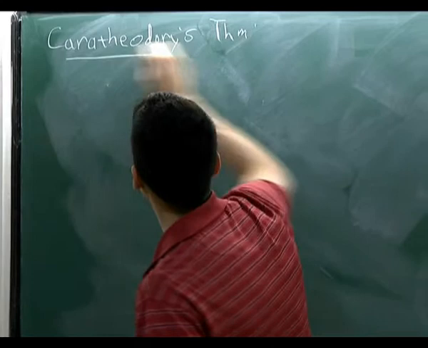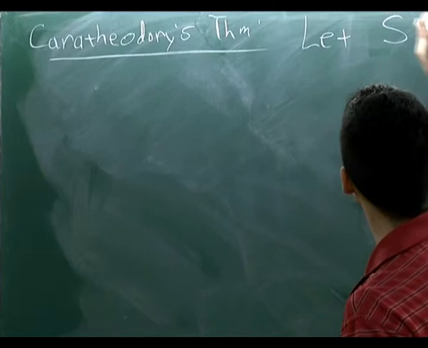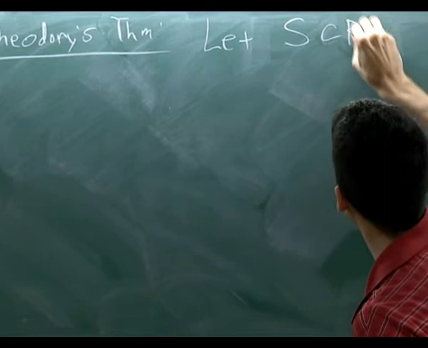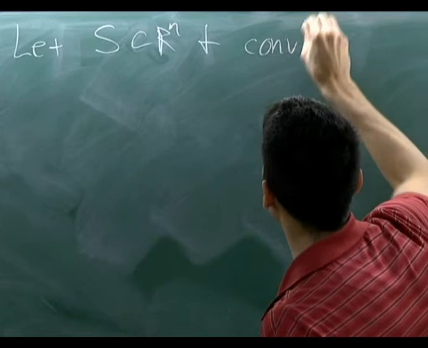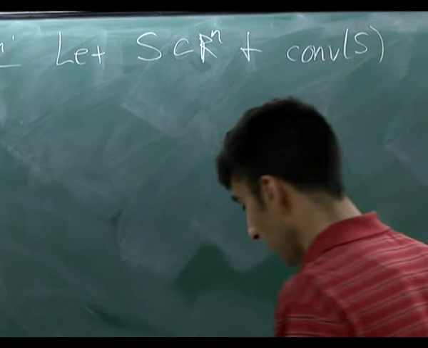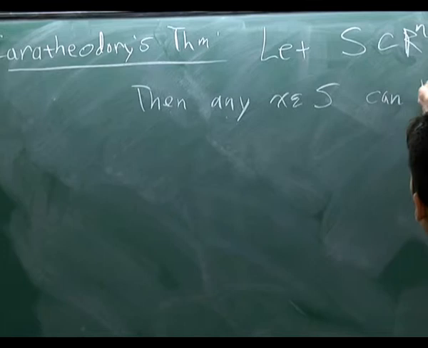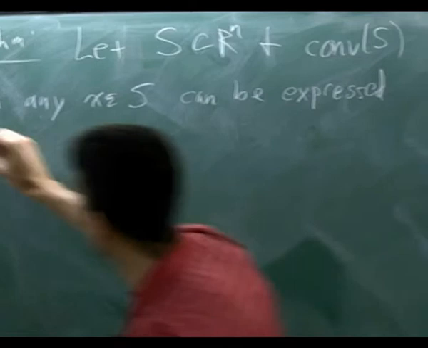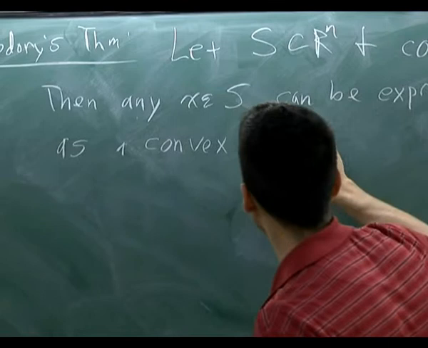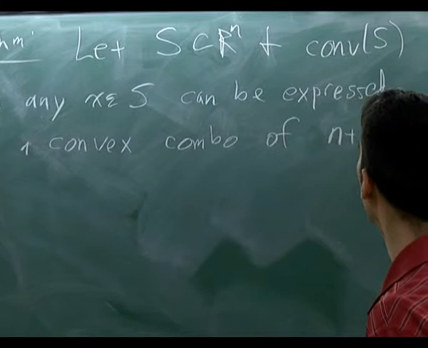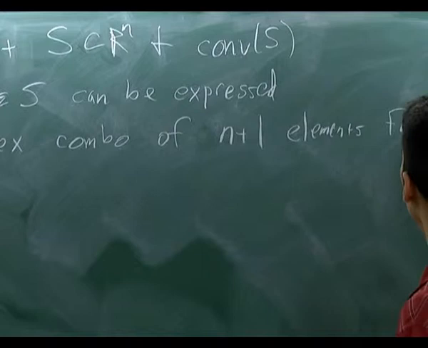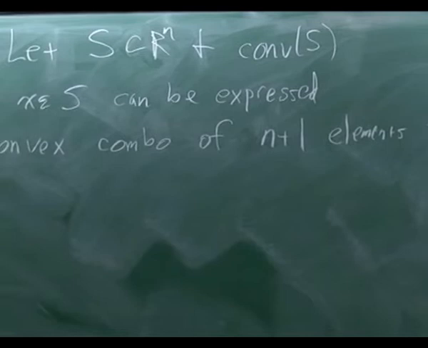Which says the following: let S be a subset of R^n, and convex S is the convex hull of all points in S. We take this convex hull, then any X in the convex hull of S can be expressed as a convex combination of n plus 1 elements from S. So this is essentially how we're going to put an upper bound on the number here. It's going to be a dimensionality limit.